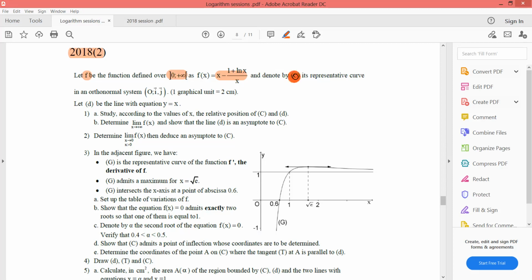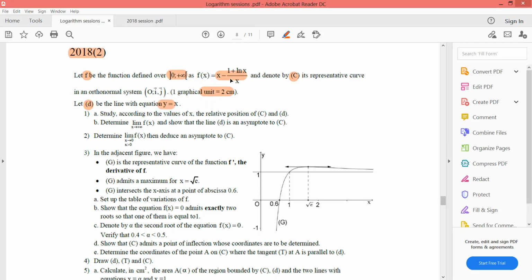And C is its representative curve in an orthonormal system. Pay attention to the unit, 2 centimeters. We use it here in order to calculate the area. Upon drawing, each 2 centimeters will be 1 unit. And we have the line D: y equals x.